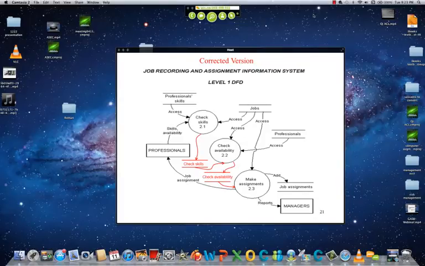And so if check availability goes after check skills, it should be connected, usually through a table for the process check skills, right? So you record information about check skills in the table, and then you use this table as an input for your next process in a sequence, check availability and so on. Okay.